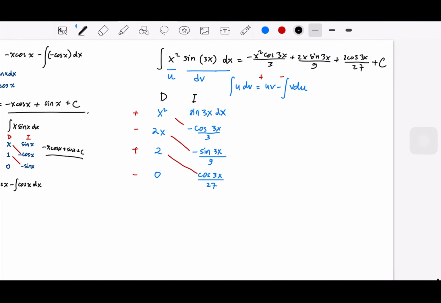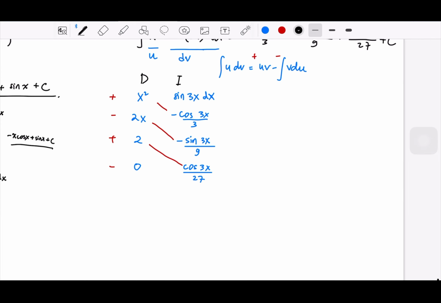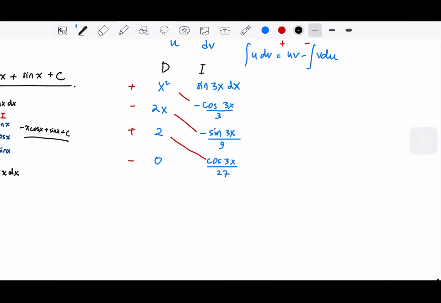Okay, now let's see another example. Now it is e to the power of x and then sine x dx. Okay, let me give you time to check this one. So now we have an exponential e to the power of x multiplied with sine x dx. Okay, let me give you a couple of minutes to try, using integration by parts.